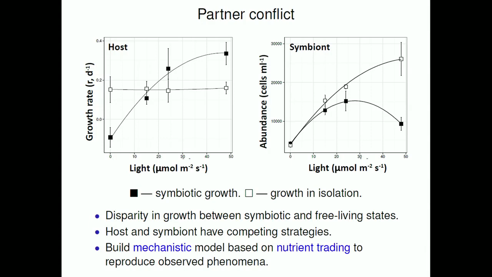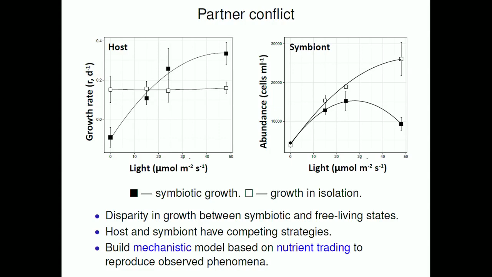And we saw this data earlier. I'm just going to go over it again briefly. We have this partner conflict. So on the left, we see what happens to the host when it's grown in isolation or with symbionts. And on the right, we have the same thing for the symbionts. So if we look at the white squares on the left-hand side, that is the host in isolation. Doesn't matter how much light there is, the host grows about the same.